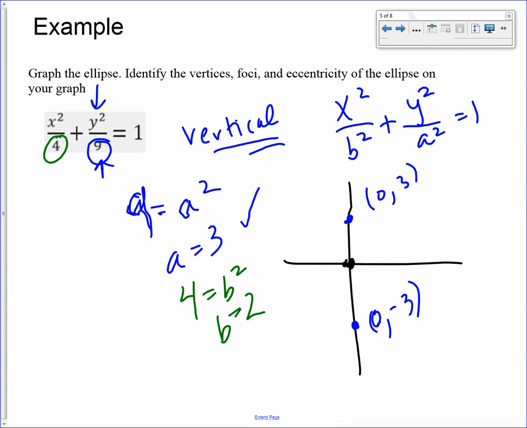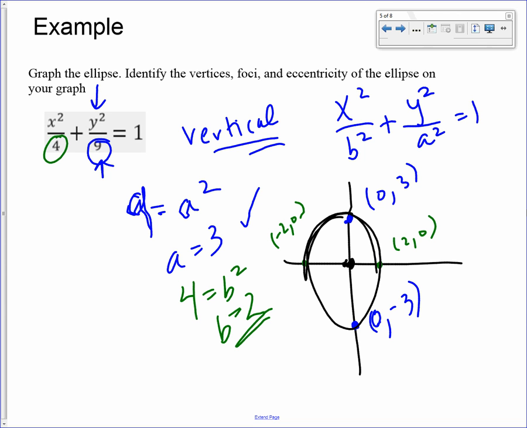And then the co-vertices come from b. They are 2 away from the center. So I'll go right 2 and left 2. And then once I have all that information, I can do my best to make it look like an ellipse. On graph paper, it'd be scaled a little better and would perhaps look a little more elliptical. But if I'm drawing it, it's probably always going to look a little eggish.